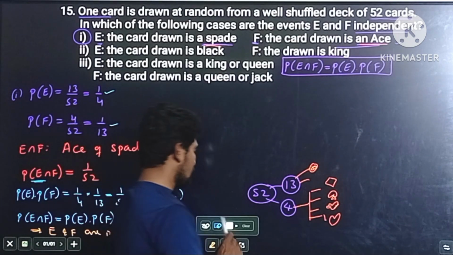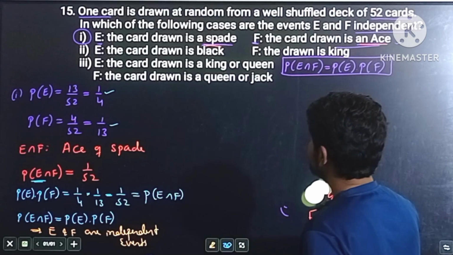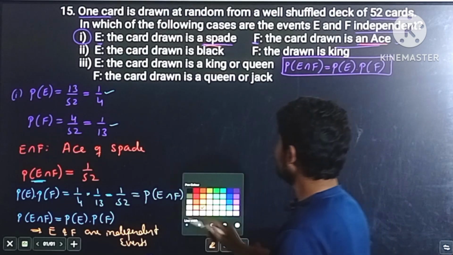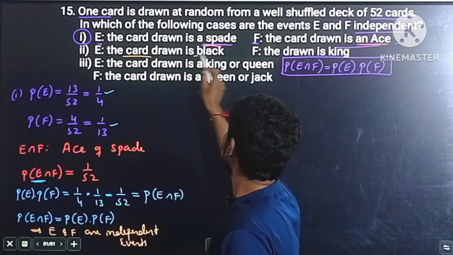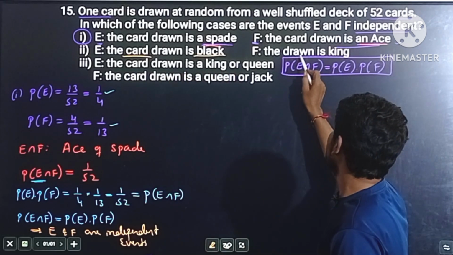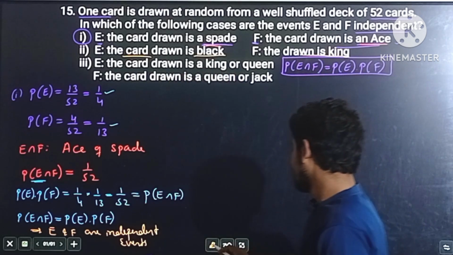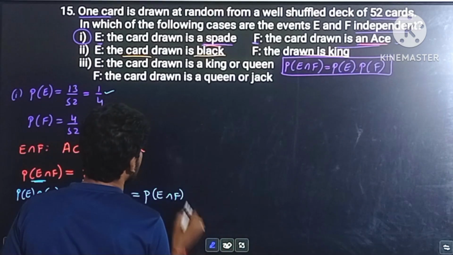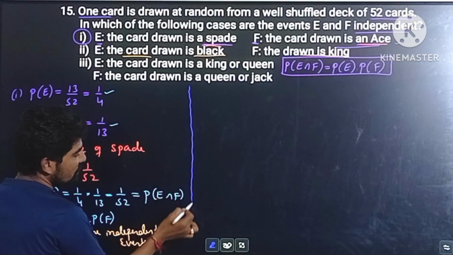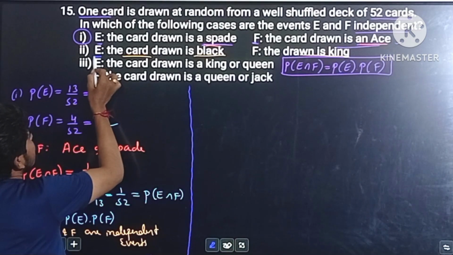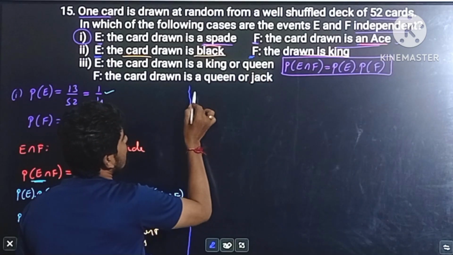Now the second question, observe here. In the second question, E is the event, the drawn card is black, and F is the event, the drawn card is king. So now the second question, see here. Here also we need to check whether these two given events E and F are independent or not.